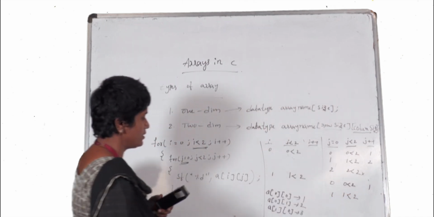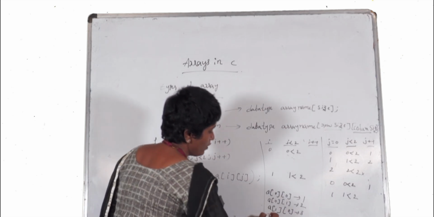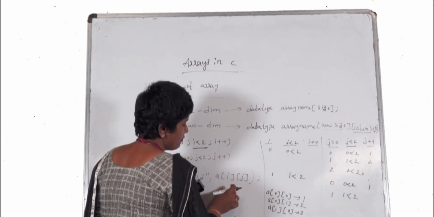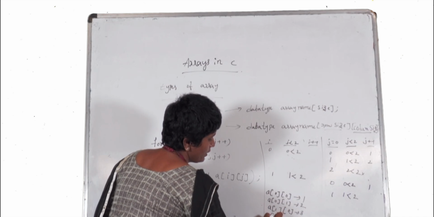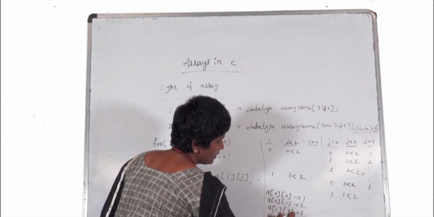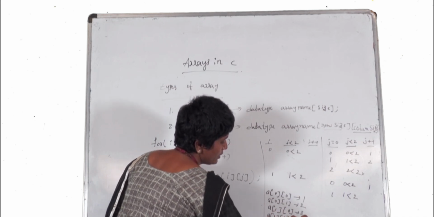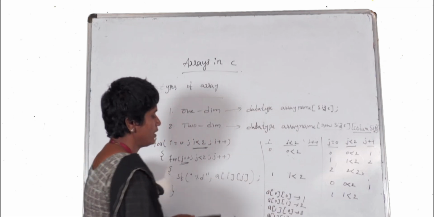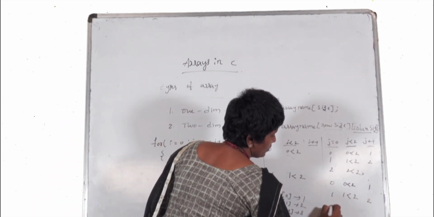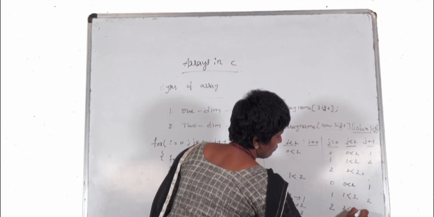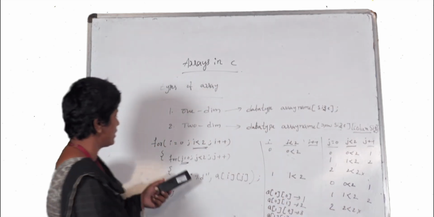This condition is true. Now it will read the a of i and j value. So here the i value is 1, the j value is 1. Now suppose I give the value 4 for a of 1, 1. Next j becomes 2. 2 less than 2 is false. So it will exit from the j loop.